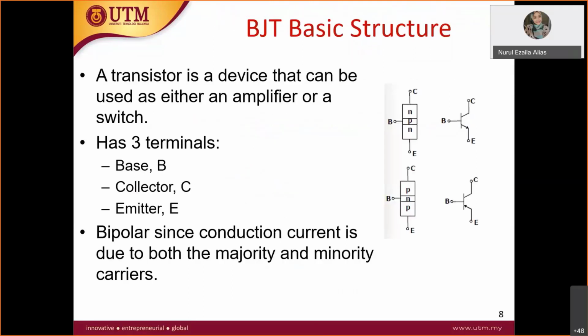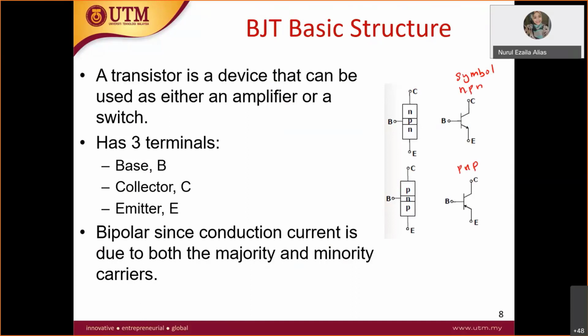And this is the basic structure of BJT. BJT has three terminals. This is how it looks like, the symbol. BJT actually has two types. One is the NPN, and the other one is PNP. It has two types.